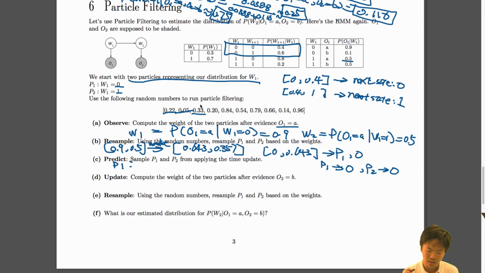Now we take the random number, that's 0.33. It falls in this bin. So now particle 1 goes from 0 to 0. And particle 2, since it is also at hidden state 0, uses the same part of the transition model, and we draw another random number, in this case 0.20. That still falls in this bin, which means the next state is still going to be 0.